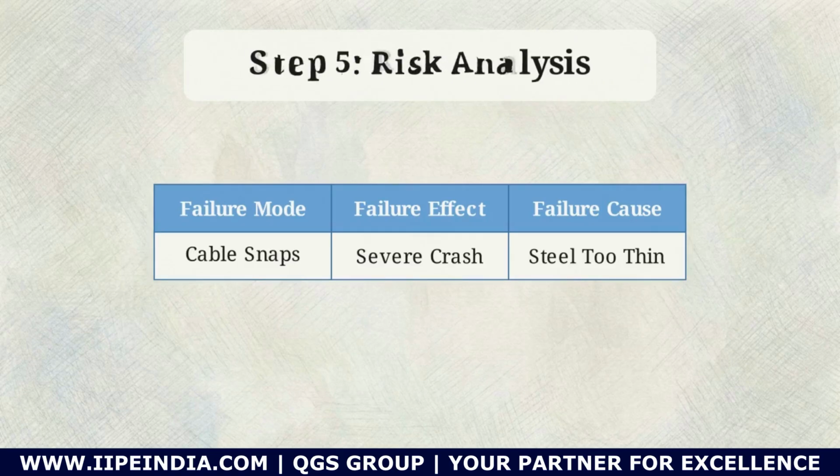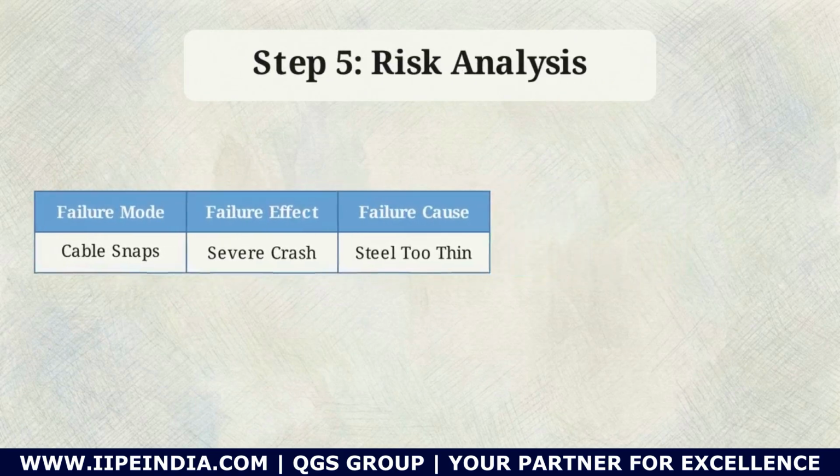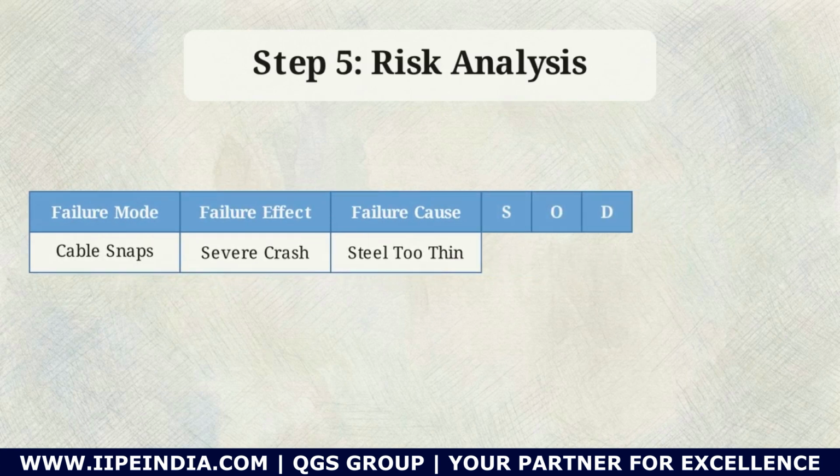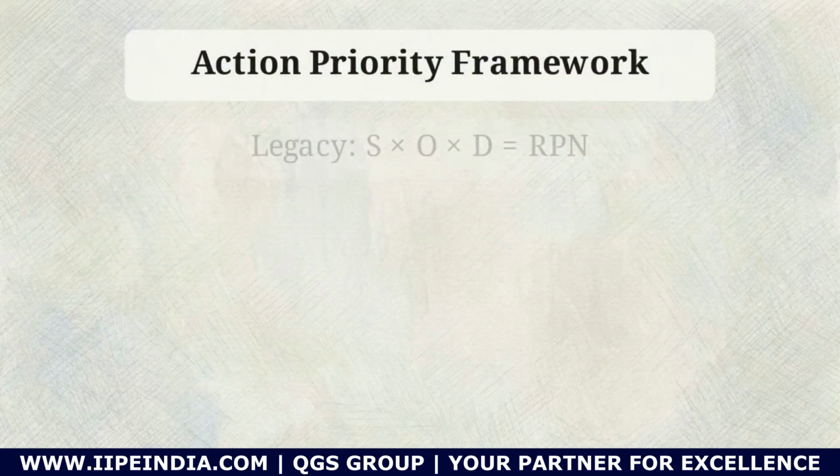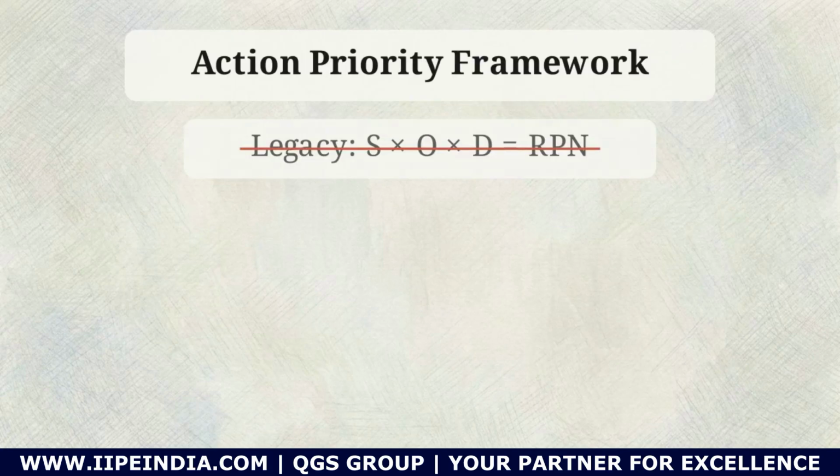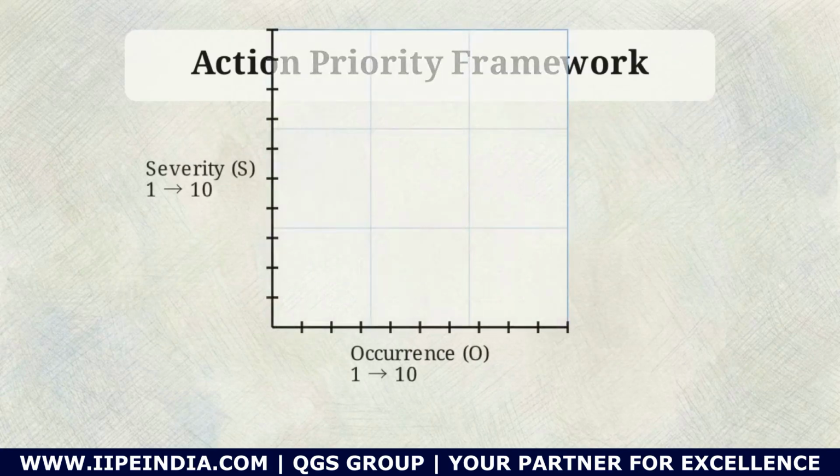Step 5 is risk analysis. We evaluate this risk across 3 specific criteria: the severity of the effect, the occurrence of the cause, and the effectiveness of our detection methods. This matrix table introduces the action priority framework. Older legacy systems relied on a risk priority number that simply multiplied scores together. The AIAG VDA methodology uses this strict logic matrix instead to determine which risks require immediate attention.